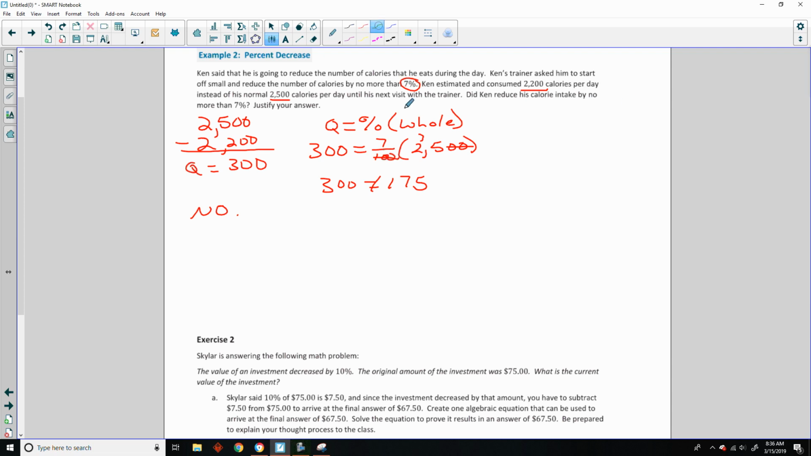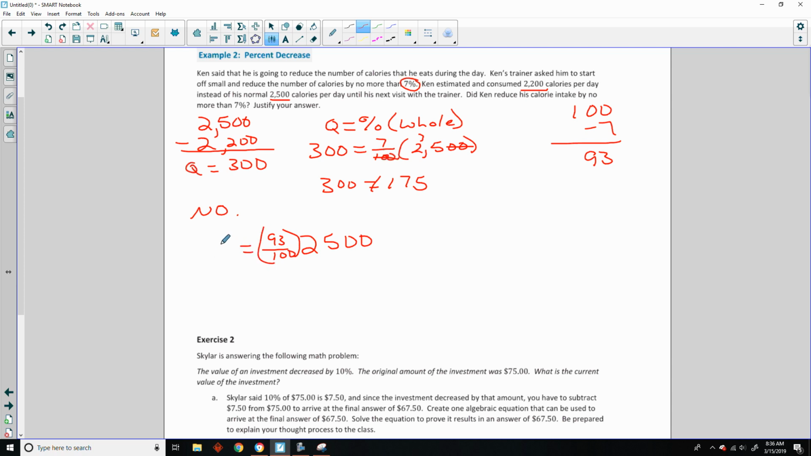We could continue this and find out how much he should have decreased it. So if he is going to decrease his caloric intake by 7%, that means he's going to maintain 93%. Does everybody understand that? 100% is all of it. You subtract 7% and you get 93%. So he's still going to eat 93% of his diet if he's reducing it by 7%. His caloric intake was 2,500, and if I multiply that by 93%, that's 93 over 100.